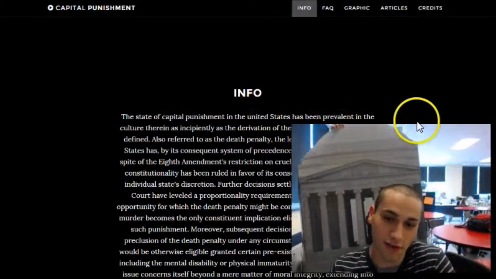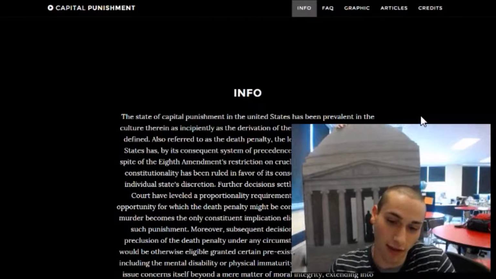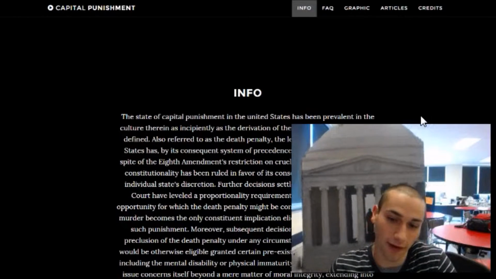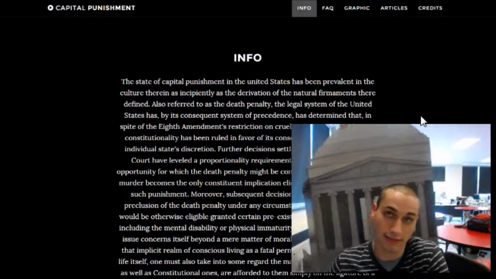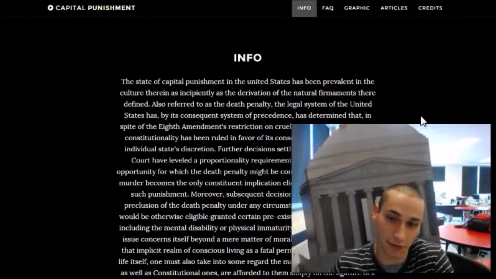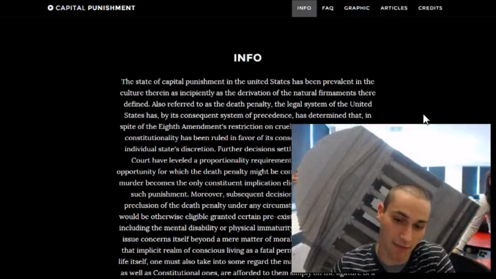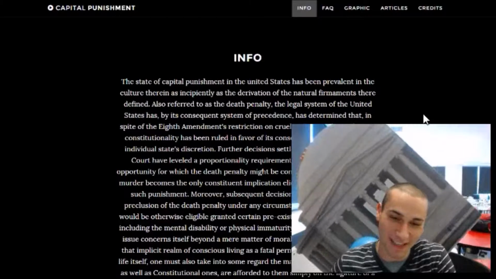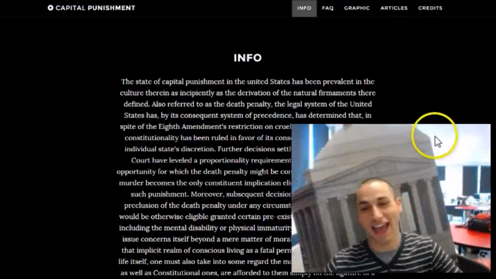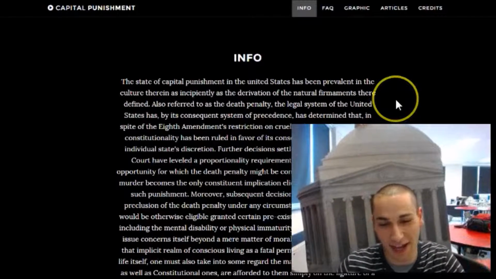Alright guys, so this is our overview. Basically, capital punishment is the death penalty. Capital punishment has been enforced throughout the United States for a very long time. In New York State, it's actually been illegal since 1972, and the last traces of it were erased as of 2007, when the last death row inmate was taken off of his position there.